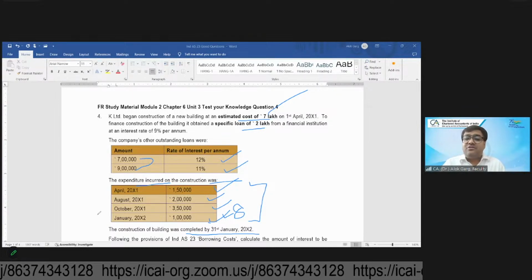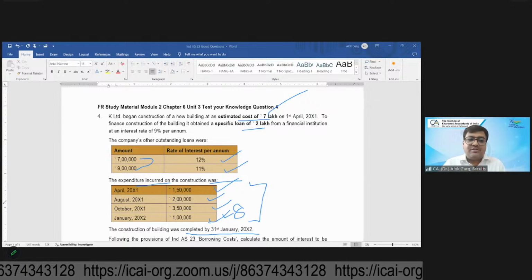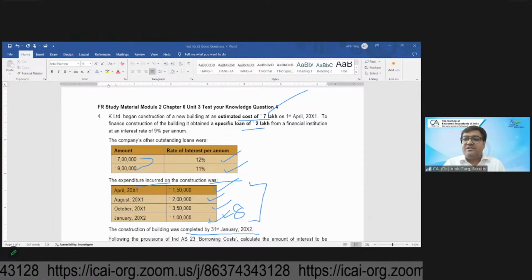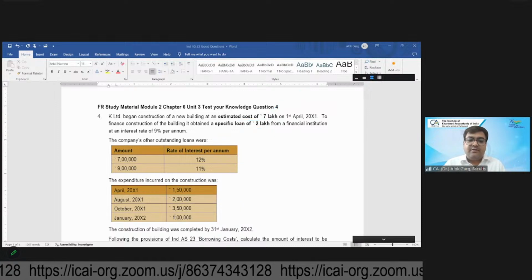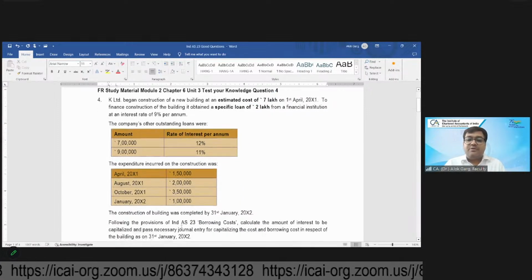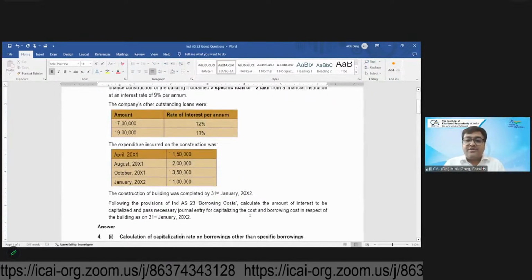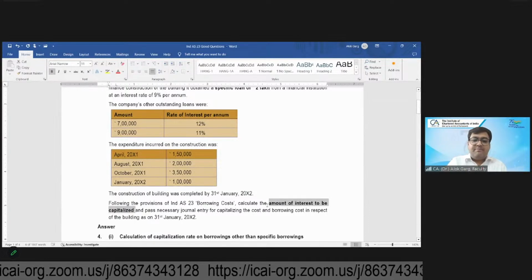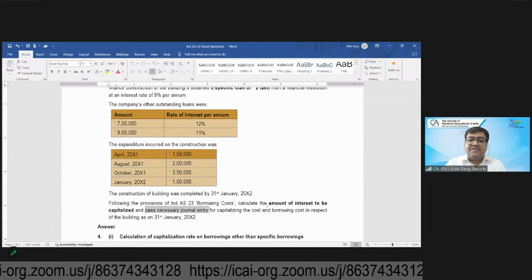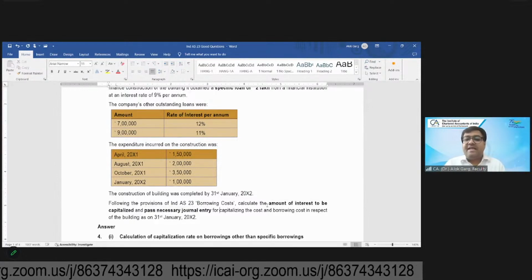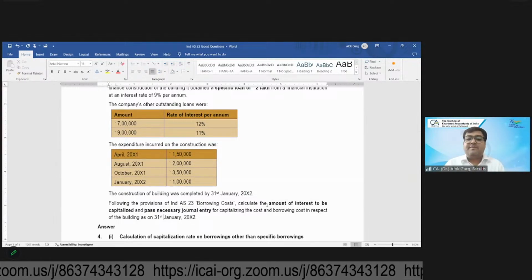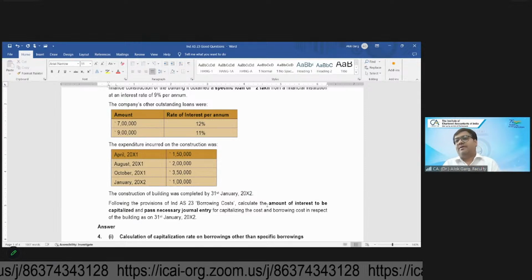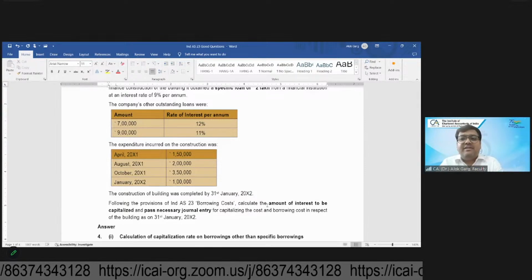Following the provisions of Ind AS 23 Borrowing Costs, you are required to compute the amount of interest to be capitalized, and pass the necessary journal entry for capitalizing the borrowing cost in respect of the building as on 31st January 20x2. Correct? Let's start solving this question.